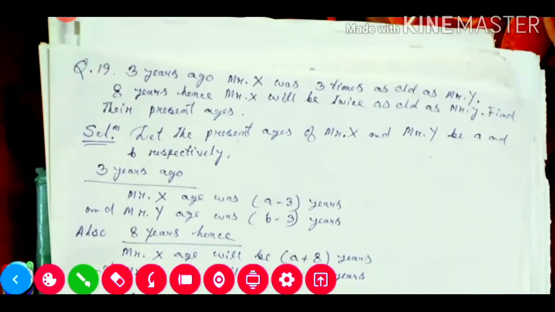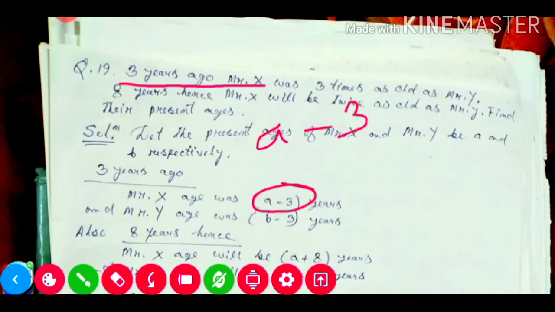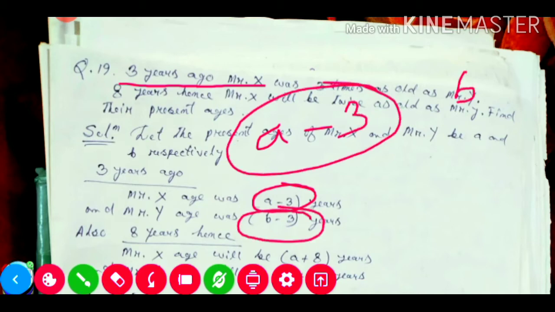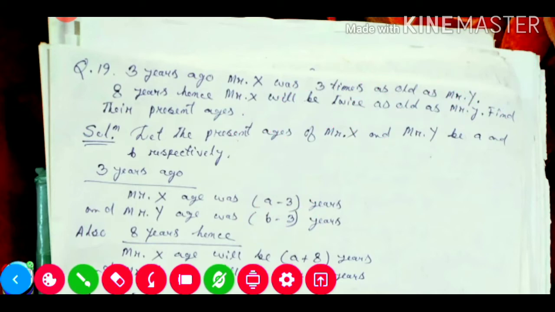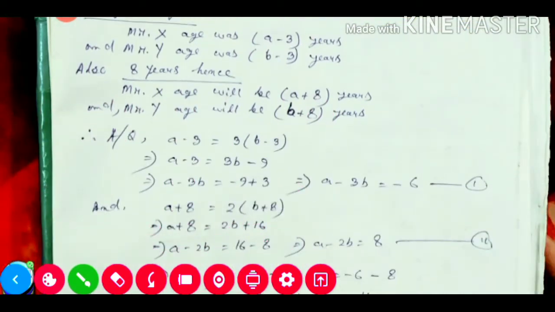Now according to the question, first condition, 3 years ago, Mr. X was 3 times Mr. Y. 3 years ago, his age was A minus 3. This age was 3 times this age, B minus 3. So how will both sides be equal? If we multiply Mr. Y's age with 3, both sides will be equal. So here we write A minus 3, Mr. X's age 3 years ago, is 3 times Mr. Y's age. So we need to multiply Mr. Y's age with 3, so both sides will be equal.